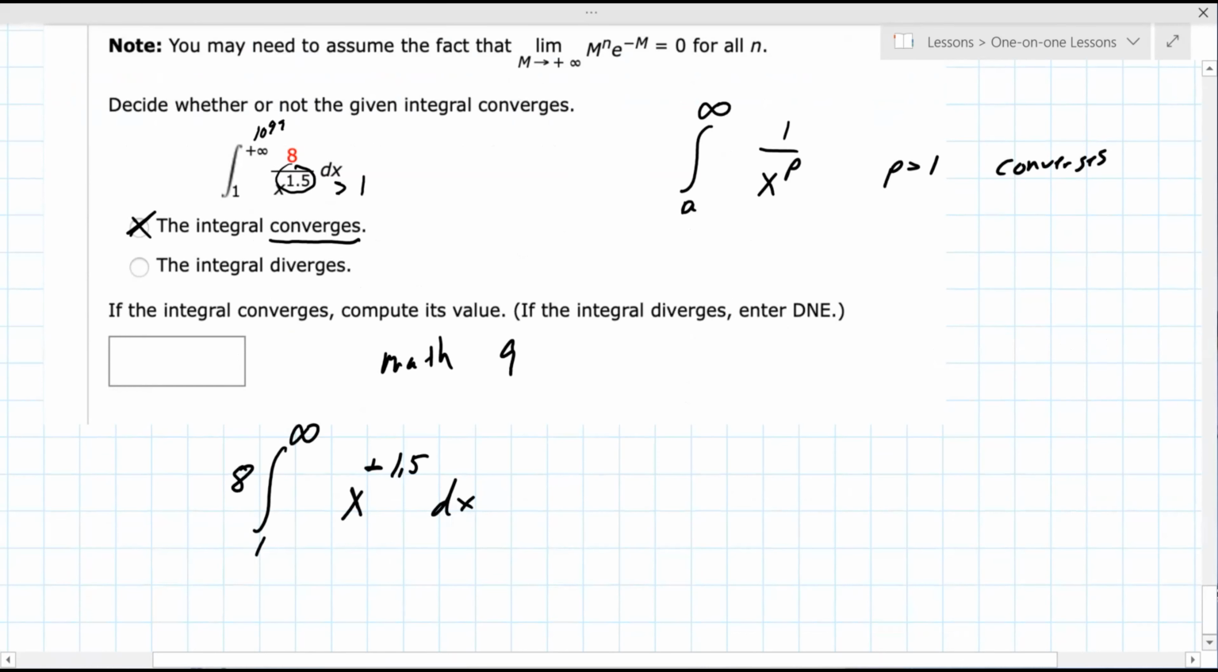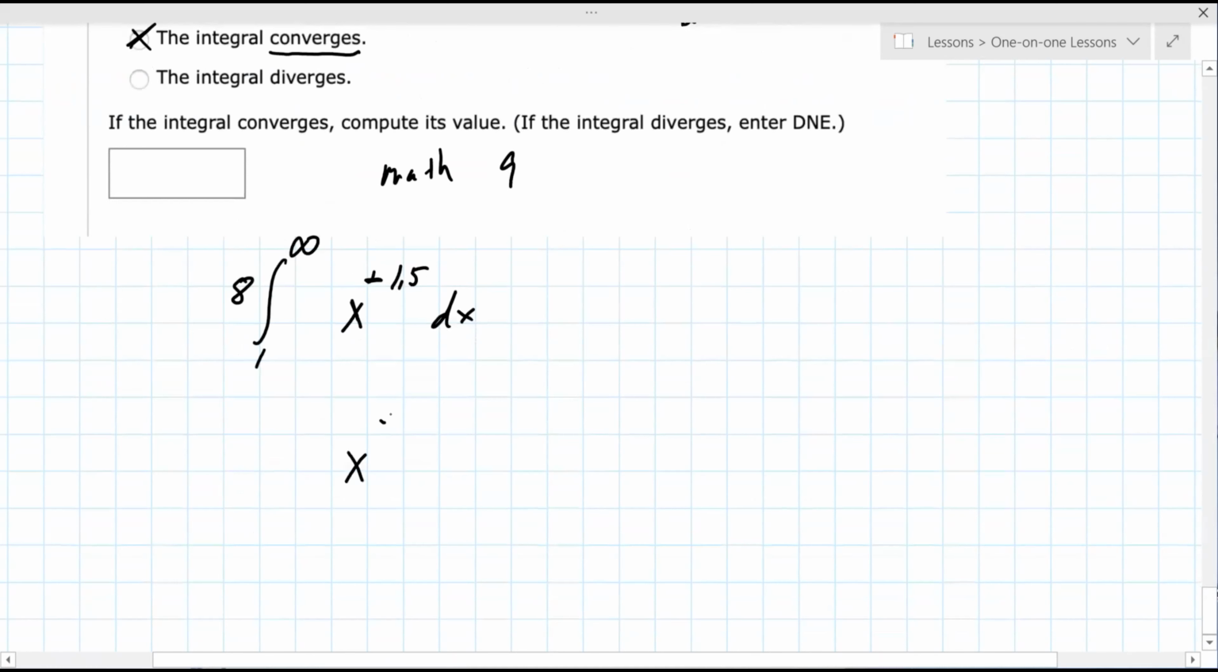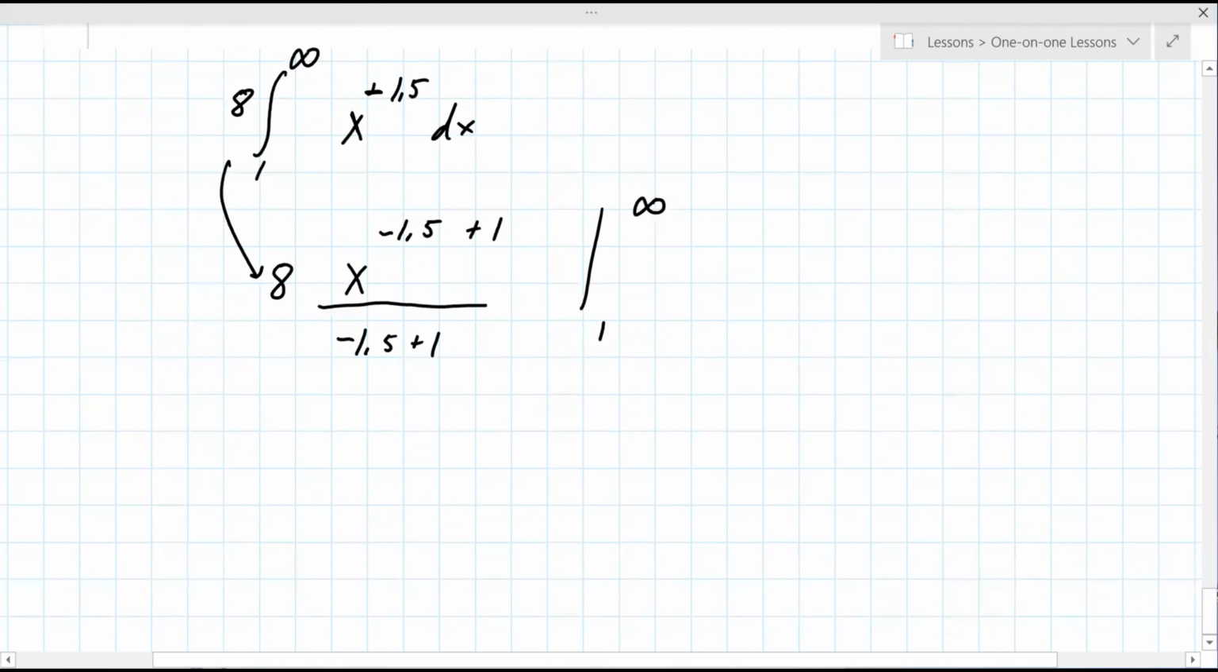So what you do is you use the same power rule that you've been using all second part of the semester. You add 1: minus 1.5 plus 1. The 8 comes down as always, and this is done from 1 to infinity. So this becomes x to the minus 0.5 over minus 0.5 power. And then, I'm sorry, there's an 8 there as well.